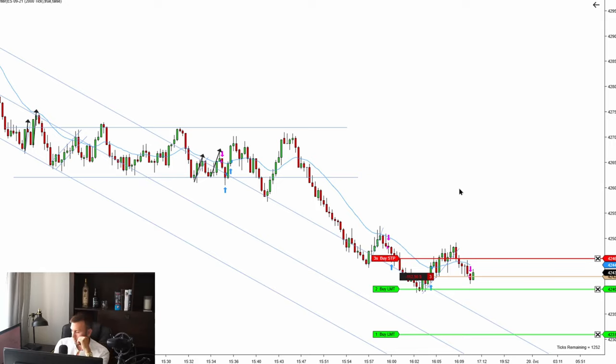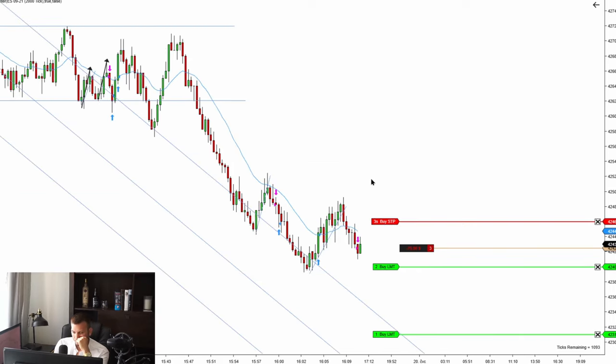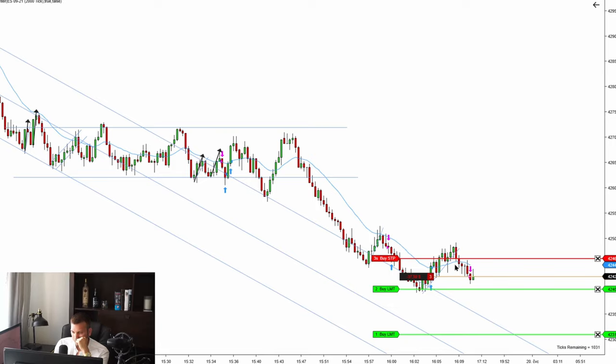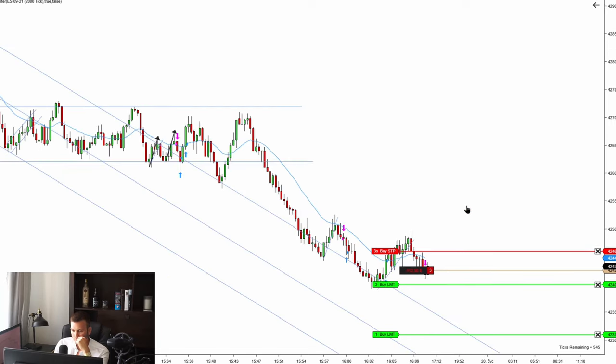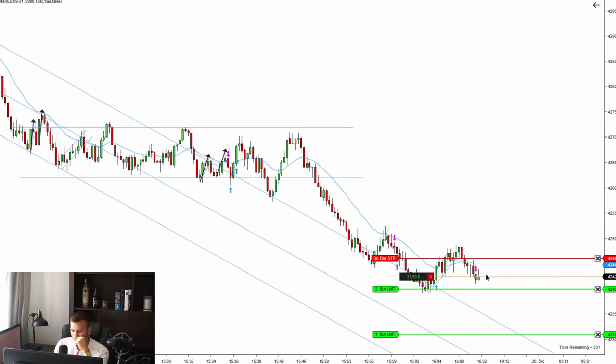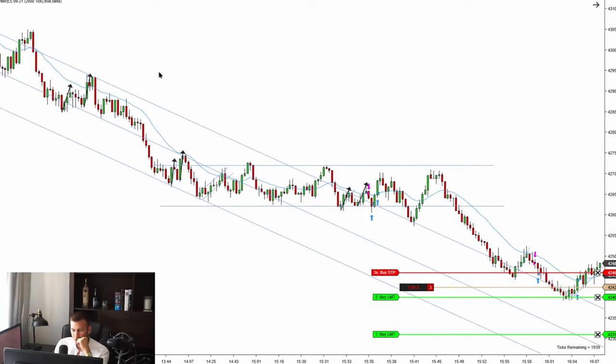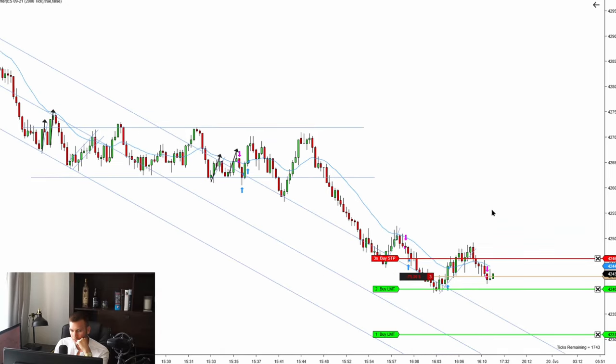Did we get trapped here? First entry short, second entry short, first entry long, second entry long, failure. That would be a great trap right here. Come on, and it all depends how this bar will finish. This would be enough for us. Come on. I think we can get this scalp. This is a strong downtrend. You want to sell any opportunity you can.